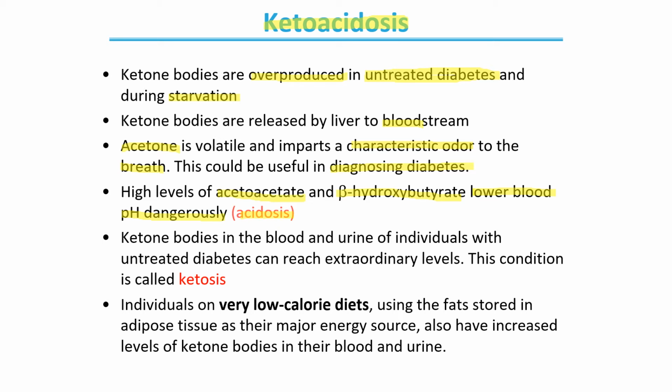And these high ketone bodies in the blood and urine of the body will reach extraordinary levels. This condition is called ketosis, and joining these two conditions together, we get ketoacidosis. So the acidosis in the body that is caused by the ketone bodies can be very dangerous and can cause the death of the patient as well. So it can be fatal, and individuals on a very low calorie diet, using the fat stored in adipose tissue as their major energy source, can also have high ketone bodies in their blood and urine.